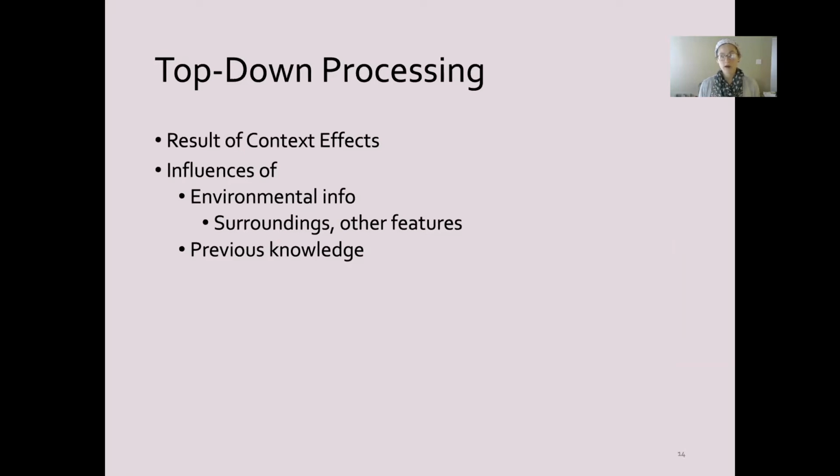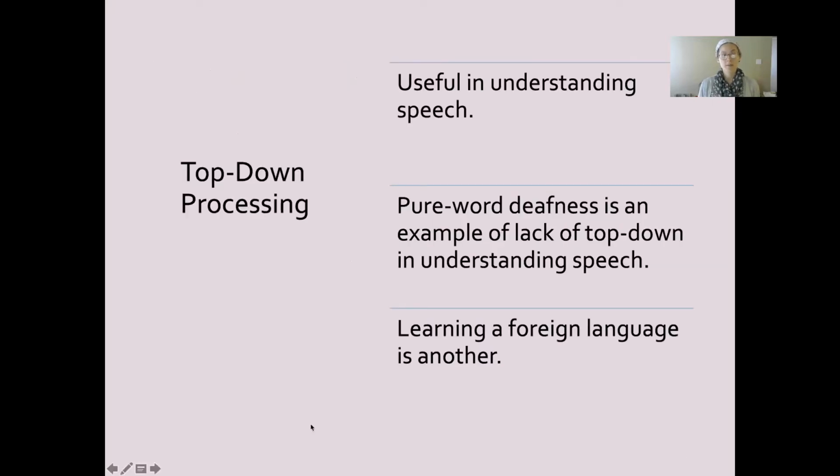On the other hand, top-down processing is the result of context effects. Remember, it's when we use our background information, environmental context, our memories. We're already expecting what to see before we see it, and we use our previous knowledge to influence how we interpret what we're looking at now.